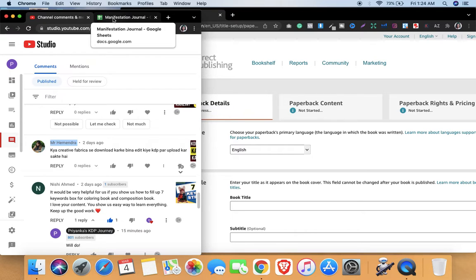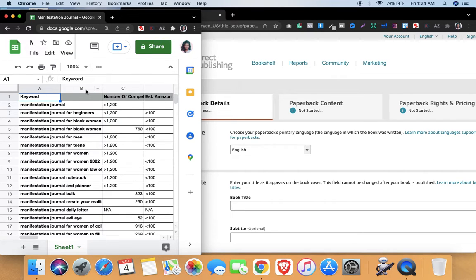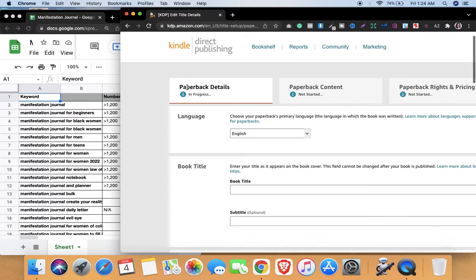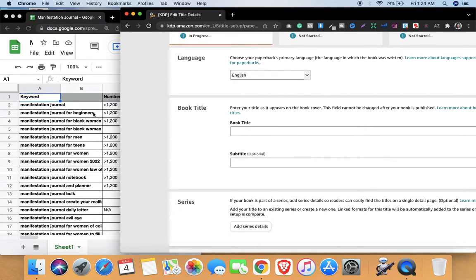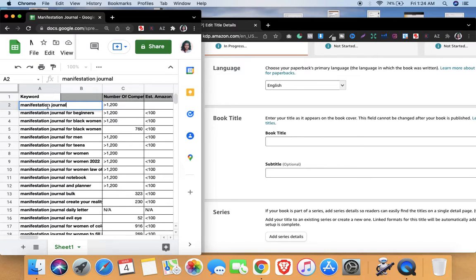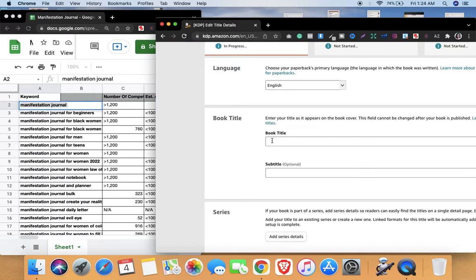So yeah, let's go and explain how I do my 7 KDP boxes. This is the keywords sheet and this is my KDP platform. The first thing I'm going to fill up is the book title. For now I'm going to take an example. The first book title is Manifestation Journal. So I'm going to put this as my book title.